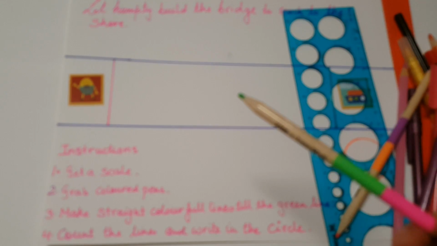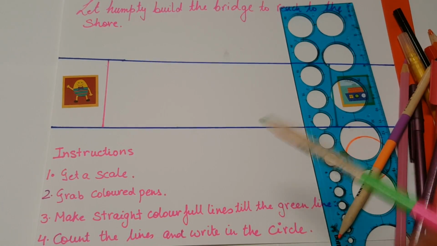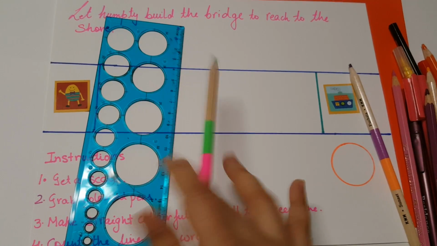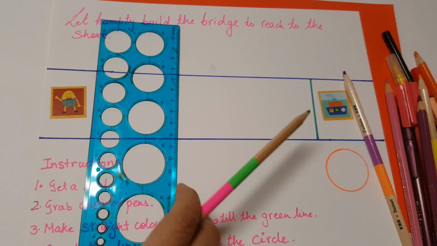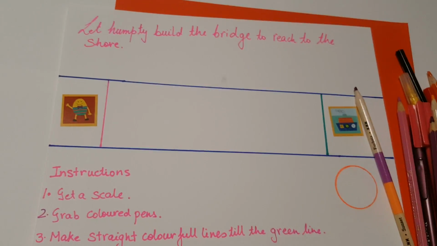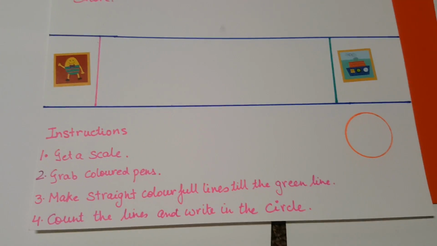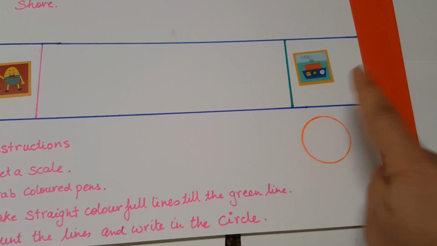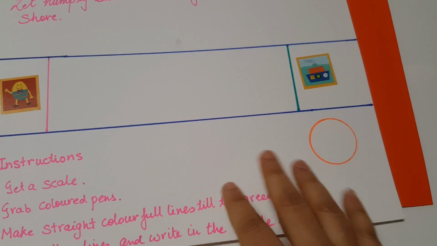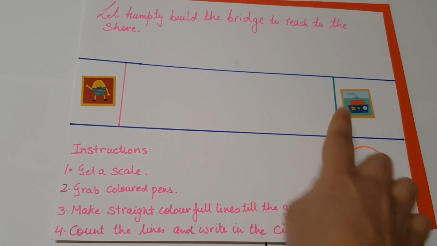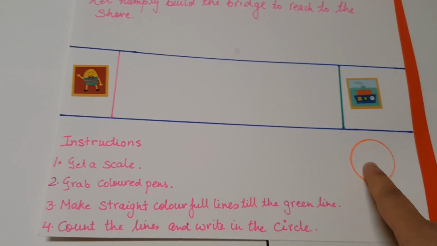With the help of the sketch pens, he needs to use the scale and make some colored lines, absolutely straight colored lines. I'll help him with that because we are learning how to use the scale right now. Then he needs to count the lines and write it in the circle. As you see, there's a circle here that I've put. He needs to write the number of lines that are there, including the pink and the green, and that's when he has to write the number here.